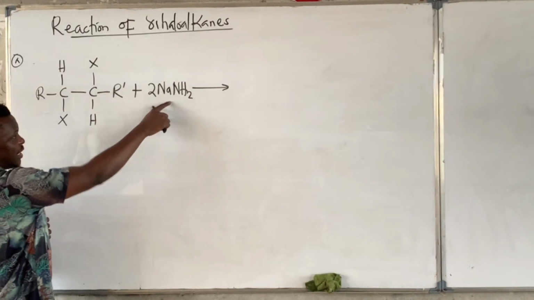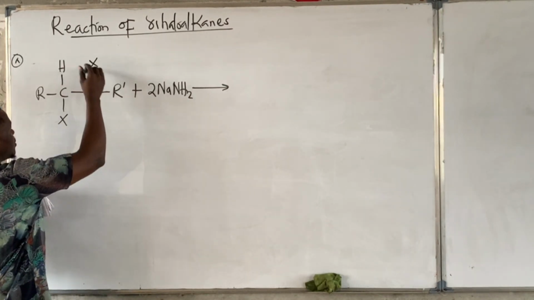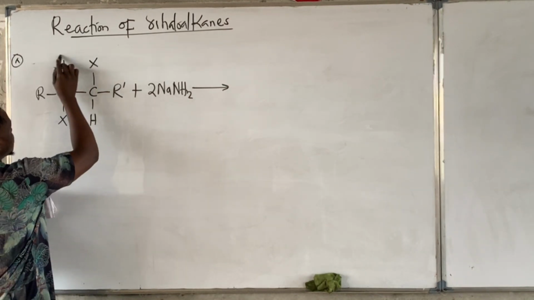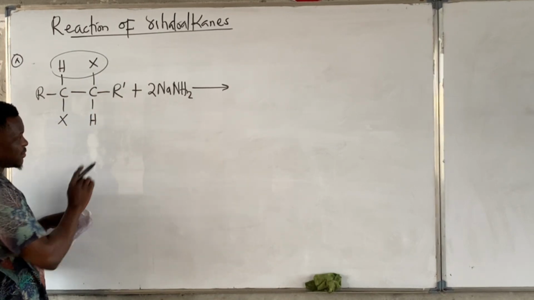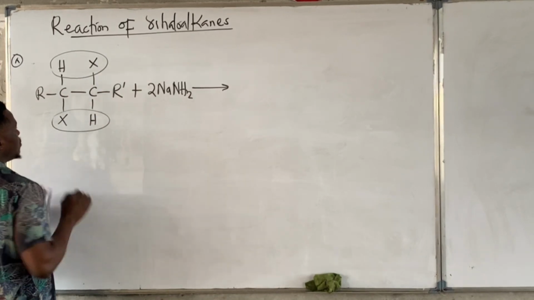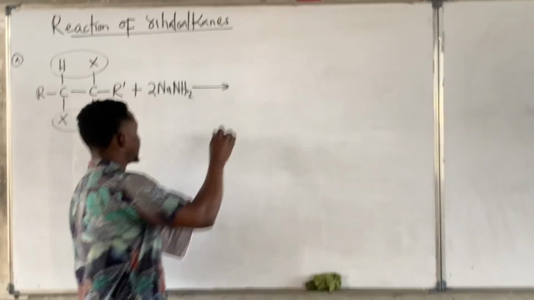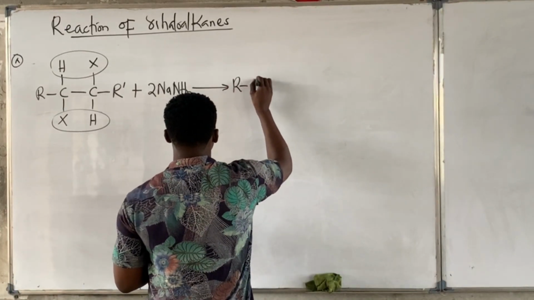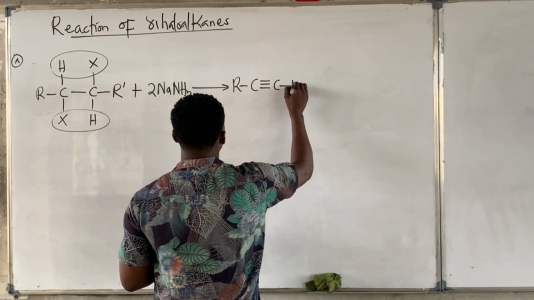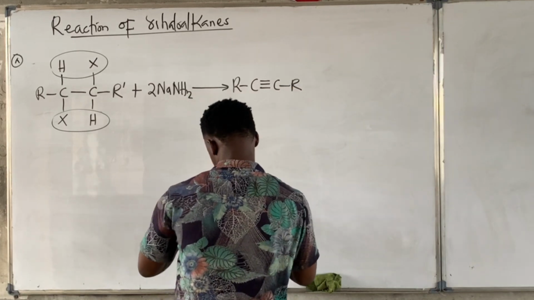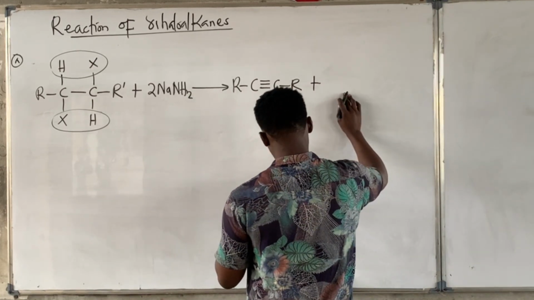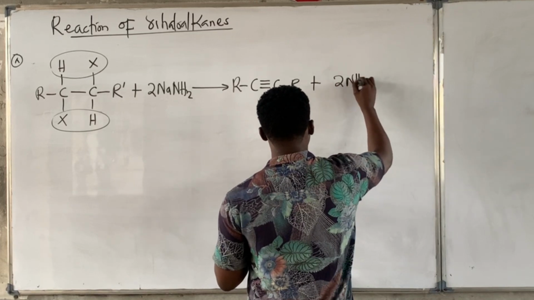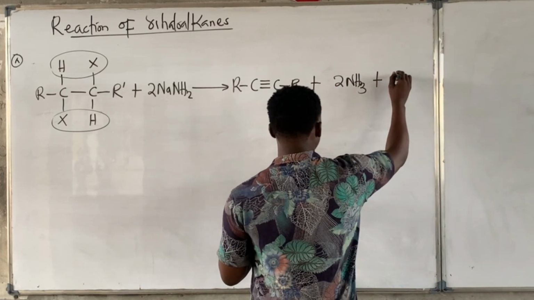Now, once you see this guy, this puts out the first hydrogen halide, puts out the second one. And what do we have? An alkyne. We have this plus 2 ammonia plus 2.